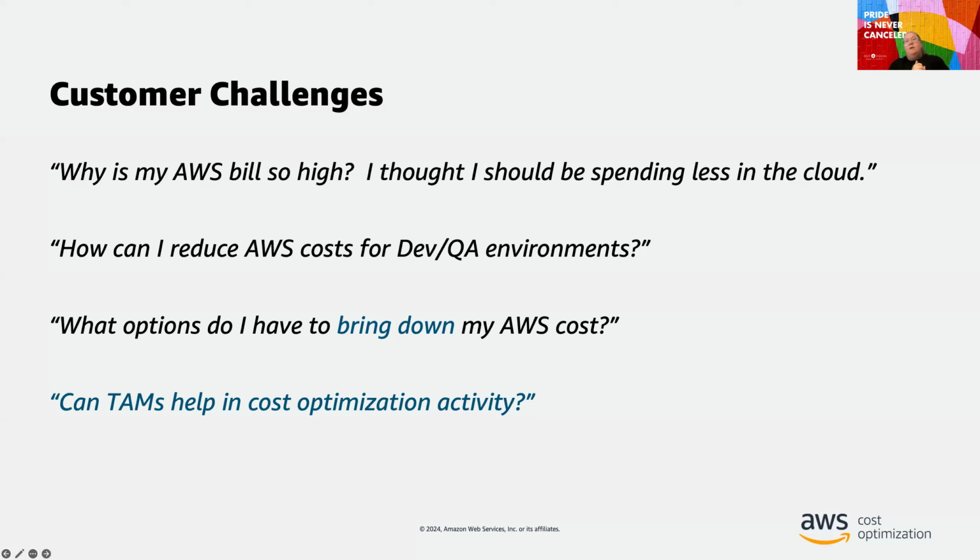Things that we might see or hear are questions like: what is impacting my bill, what is this component in the bill? I thought I would be spending less. How do I reduce the cost? Let's say we have development, quality assurance, a testing environment. How do I lower that cost, because that may not be the most critical one? I want to spend less money on that. What options do I have to bring down the AWS cost if I have to? What is the flexibility there?